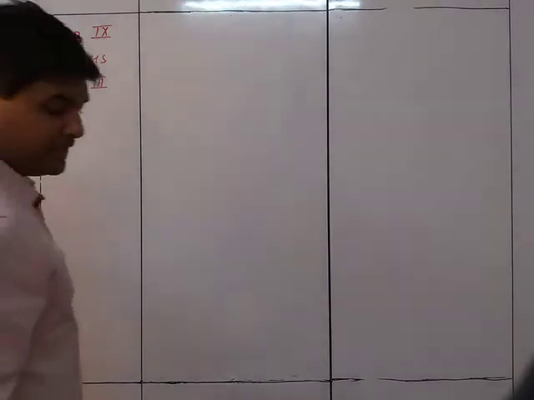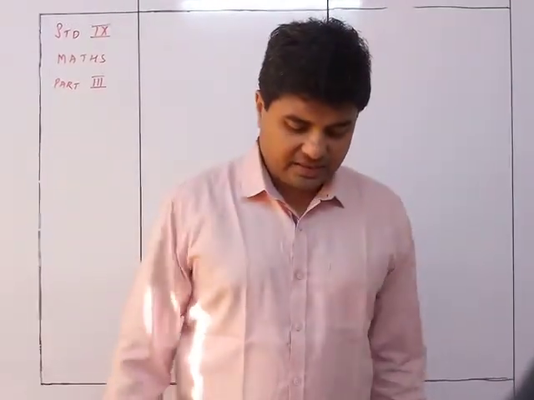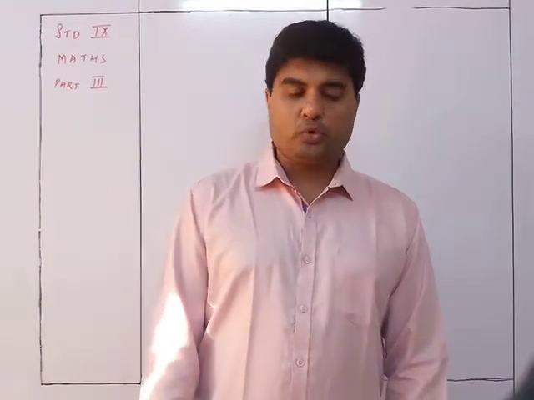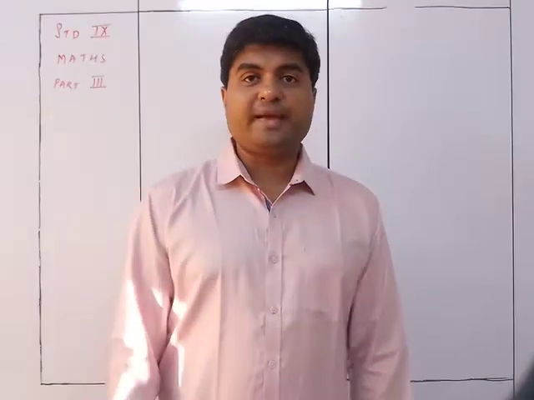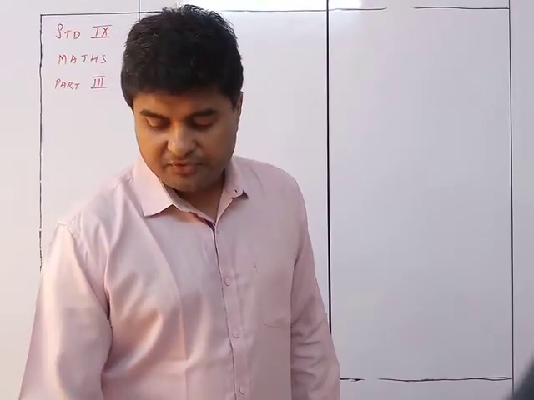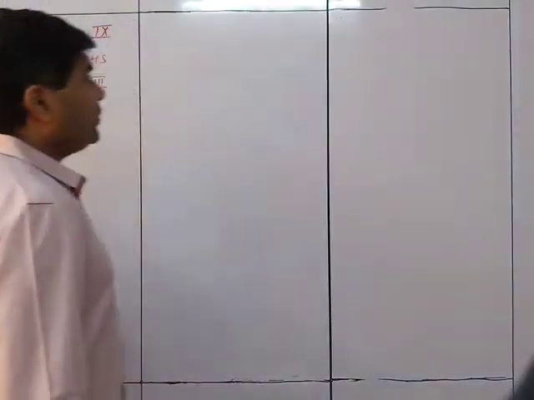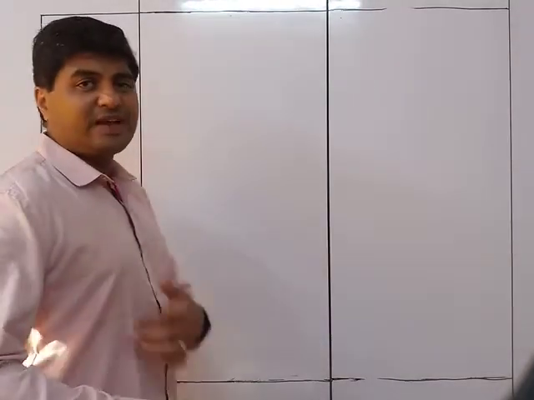So in the chapter mensuration, we are continuing now with the next exercise, exercise 16b, 16.2. Now this exercise is based on quadrilaterals. So first of all, let us understand the different formulas which we are going to come across in the form of quadrilaterals. Now quadrilaterals, as you know, is a four-sided figure.